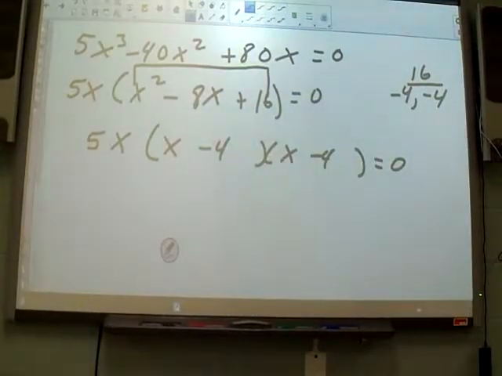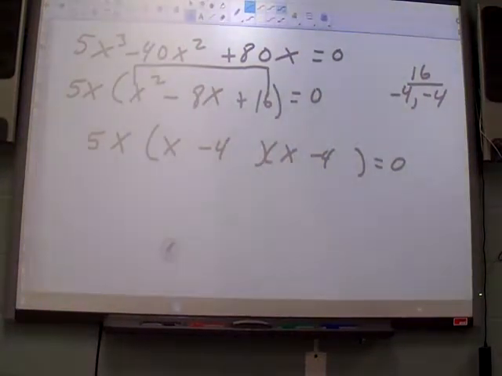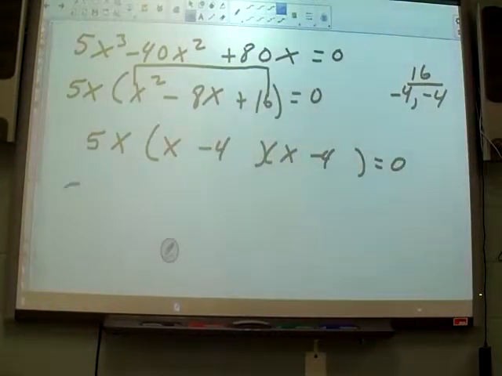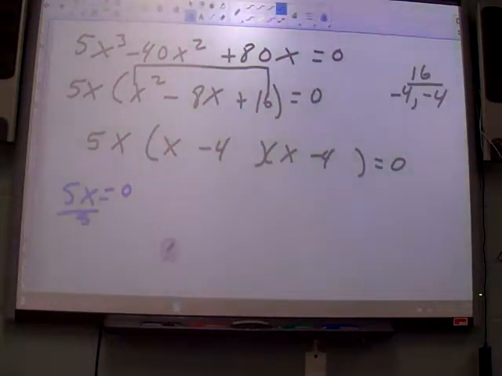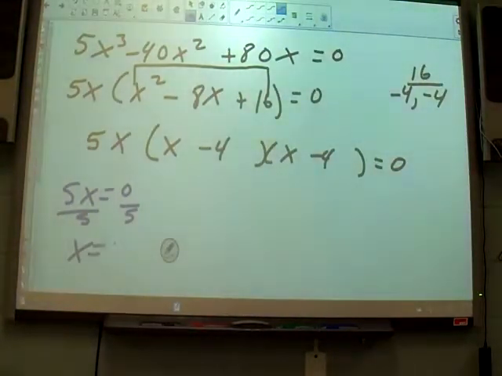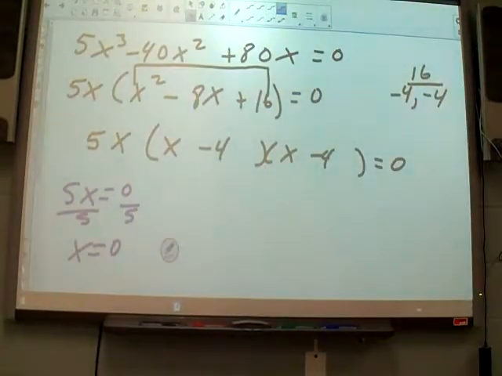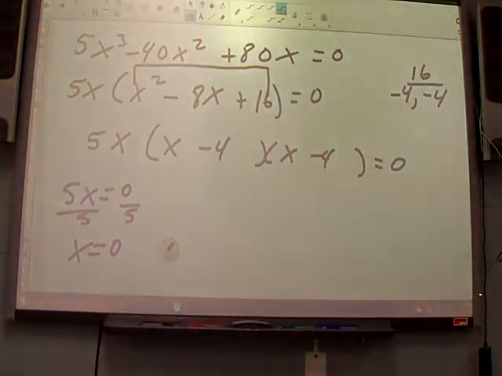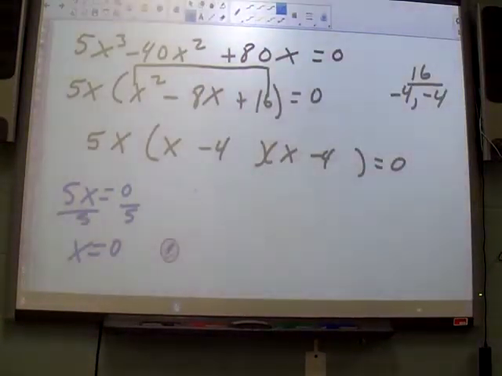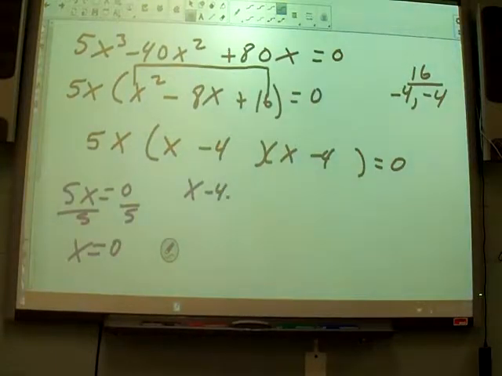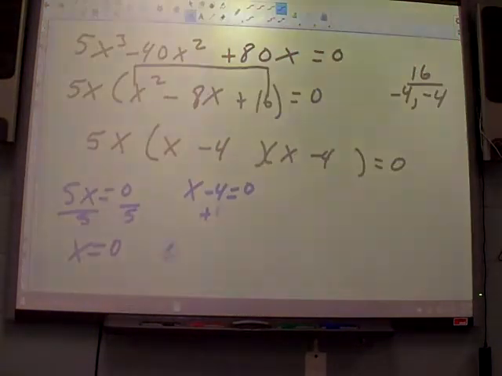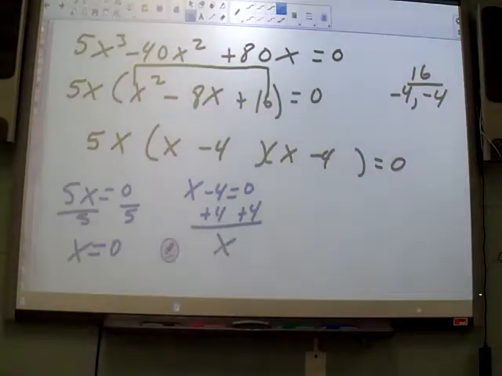So right here, this 5x, that is a factor. I'll get a new color so you can see we're solving now. I write 5x is equal to 0. So I know that 0 divided by 5 has to equal 0, and x equals 0. That's one of my answers. Okay? Here, if I set this one where Grant is, x minus 4 is equal to 0, that gets me a 4.